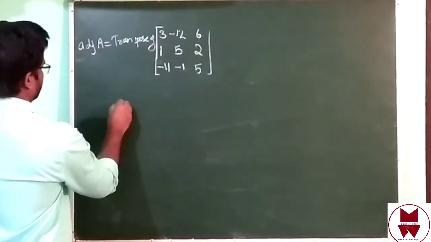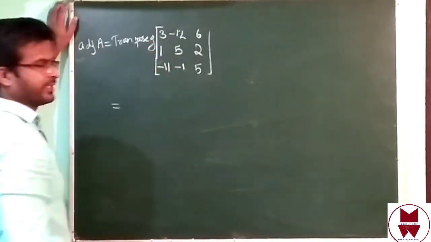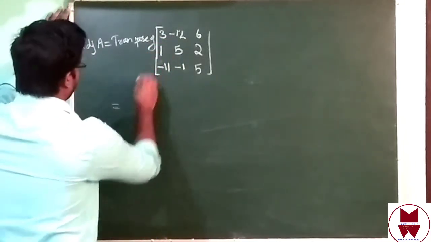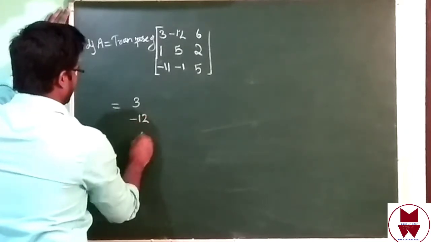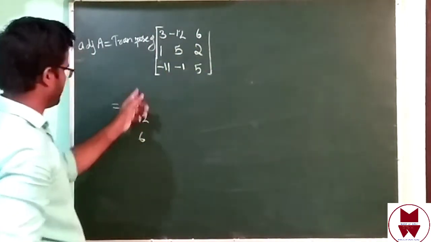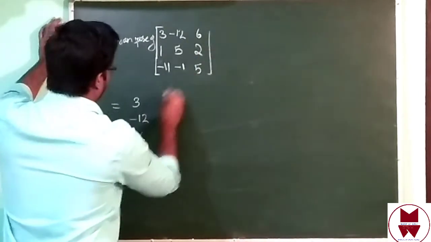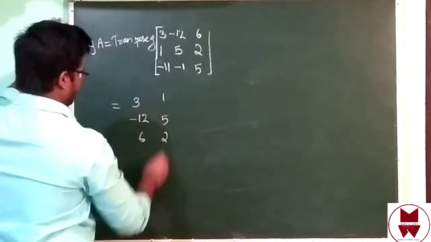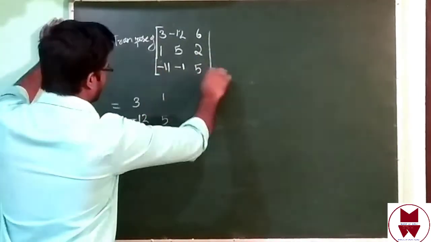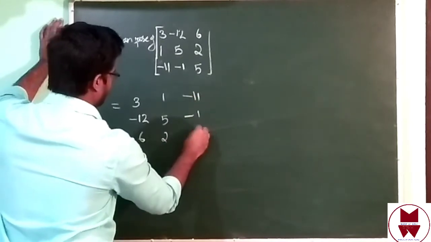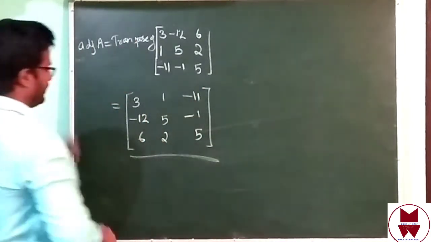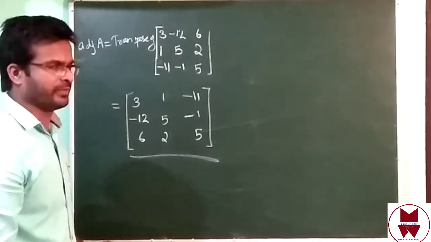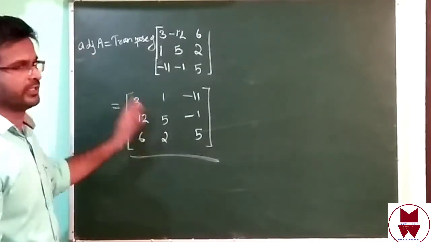Then the transpose of this matrix: interchange rows and columns. We can write 3, minus 12, 6. That is, the first row I made as the first column. Then the second row, 1 5 2, made as the second column. Then the third row, minus 11 minus 1 5, I made as the third column. Then we got one matrix. This is the adjoint of the given matrix.